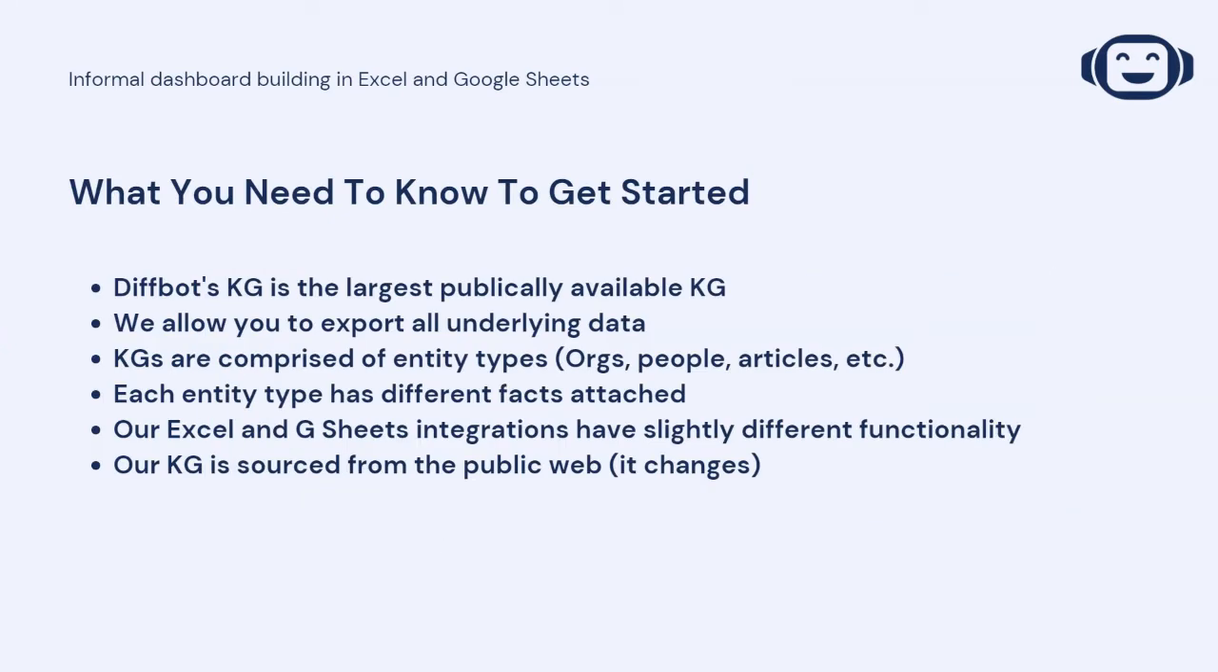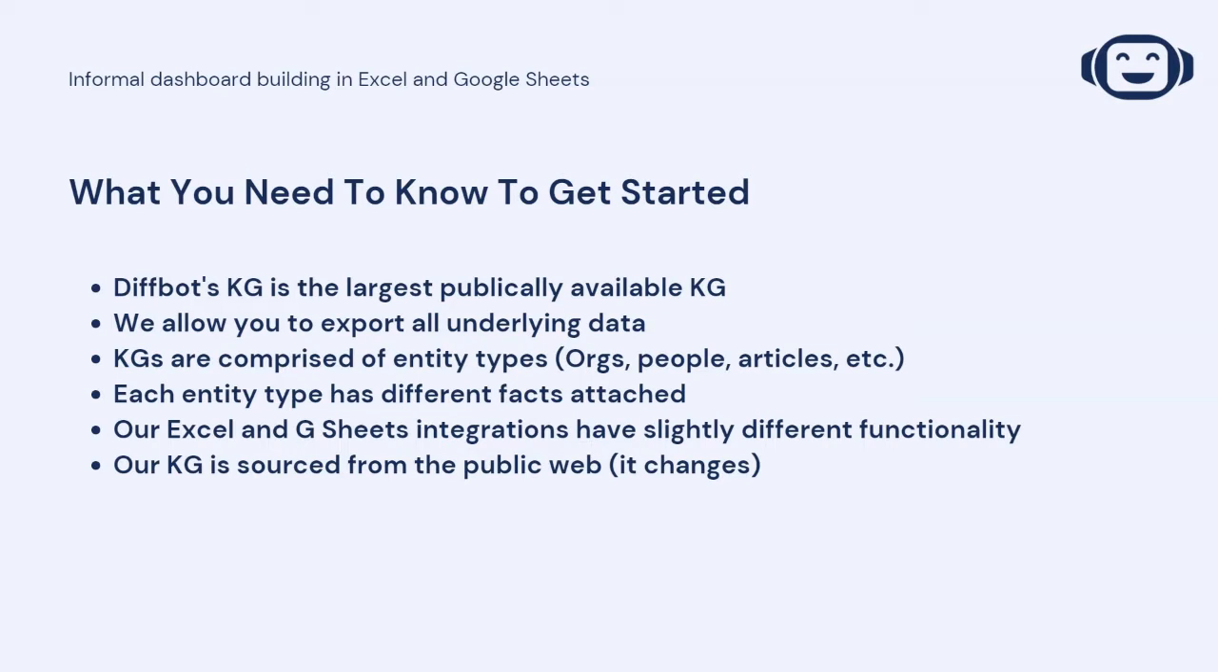So as we've mentioned, we're pulling data from the knowledge graph. Overall, you don't need to know much at all about the knowledge graph to dive into spreadsheets, but there are a few details that may be helpful to know. Diffbot's KG is the largest publicly available KG. Unlike, say, Google search result knowledge panels, Diffbot's knowledge graph shares all the underlying data with you. So you can really dive in and explore rather than just being a consumer of a brief snippet of curated information.